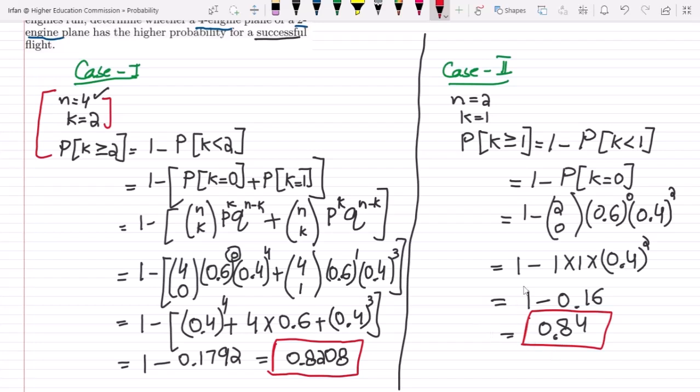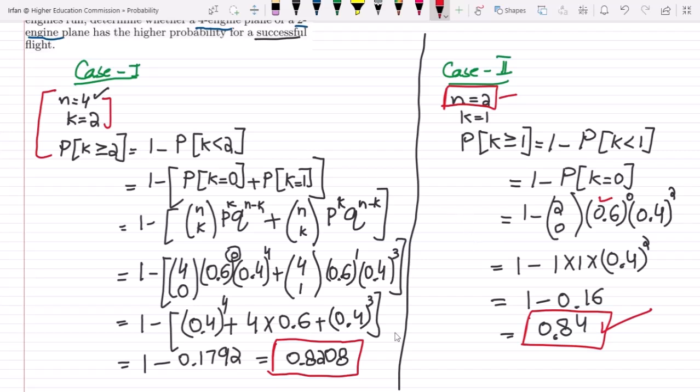We can very clearly see that the probability of success is higher where the number of engines is equal to 2, which is very astonishing. By increasing the number of engines, if the success rate is the same, 0.6, the higher probability of a successful flight is with 2 engines, given the condition that half or more than half of the engines are operational.